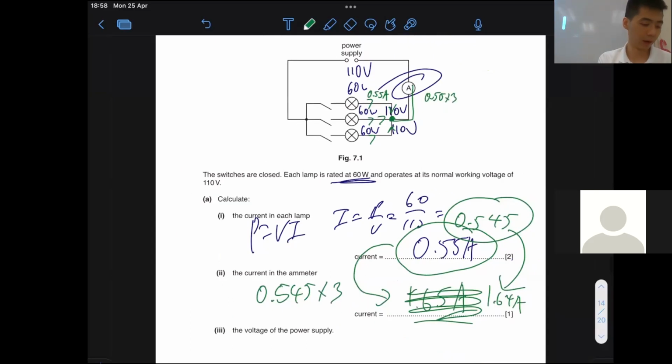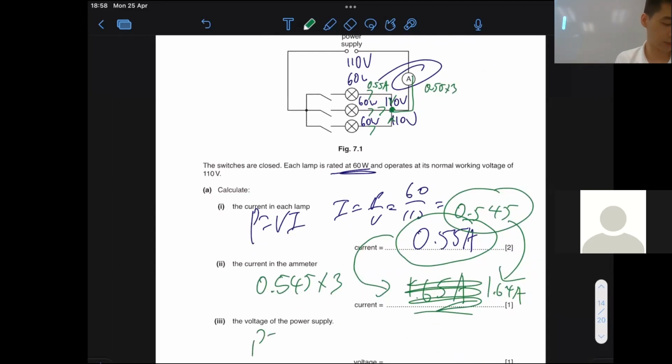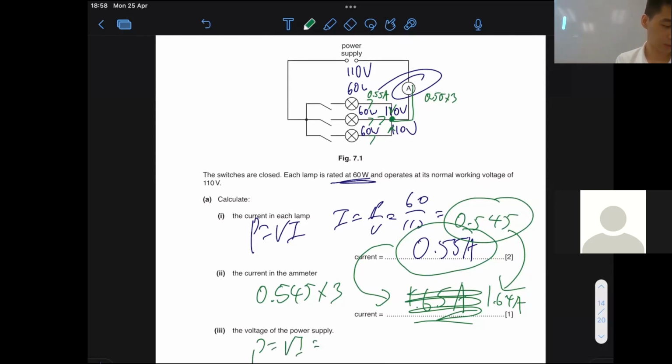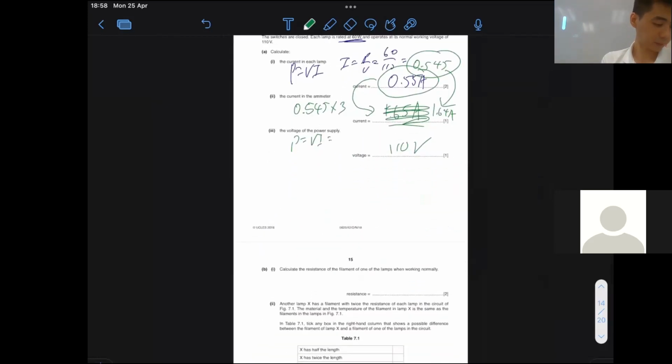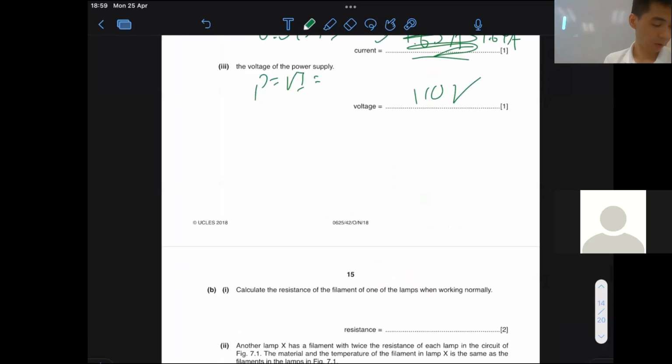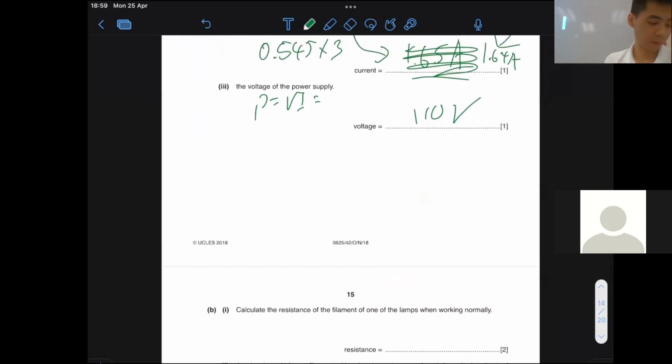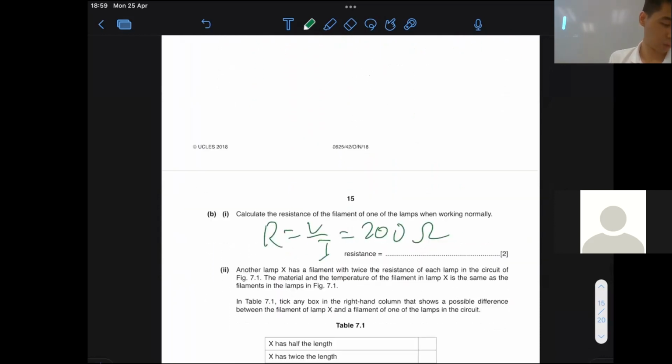Okay, then after that, power supply, easy, it's just P equal to VI again. Oh yeah, definitely 110. Don't even need calculation, this one. Then after that, calculate the resistance of the filament of one of the lamps when working normally. This one is just formula all the way. You can use the R equal to V over I formula, which will give you 200 ohms. It's supposed to give you 200 ohms.